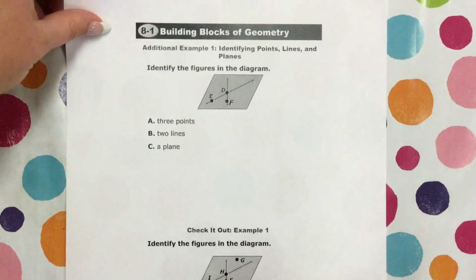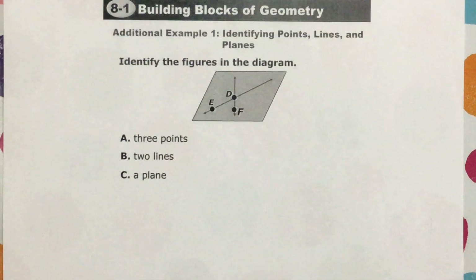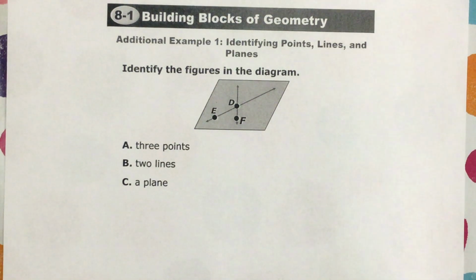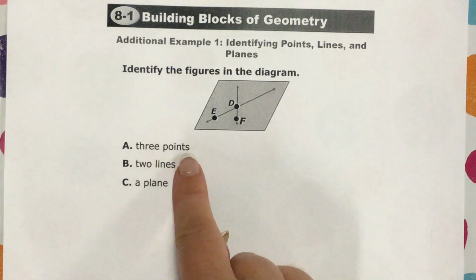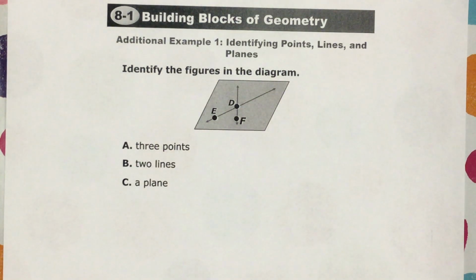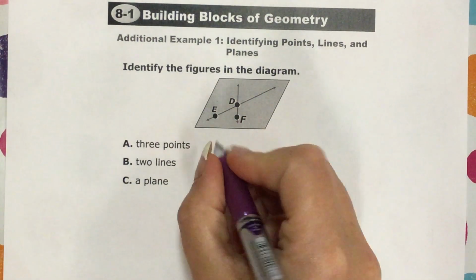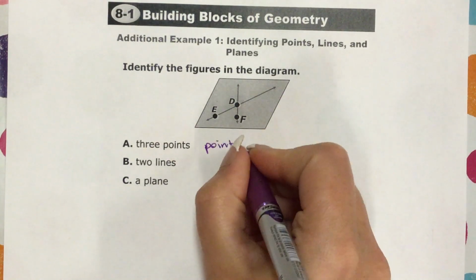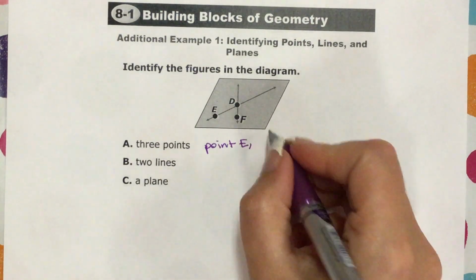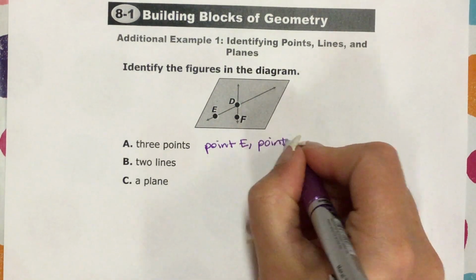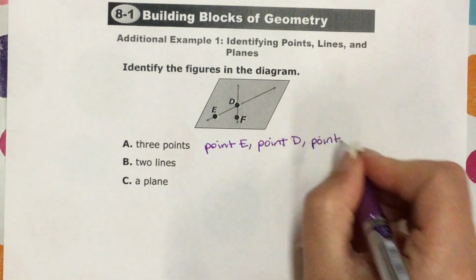Example one is identifying points, lines, and planes. Looking at this diagram here, we need to label three points. One would be point E. Make sure we use that capital E for the point. Another one would be point D, and the third would be point F.